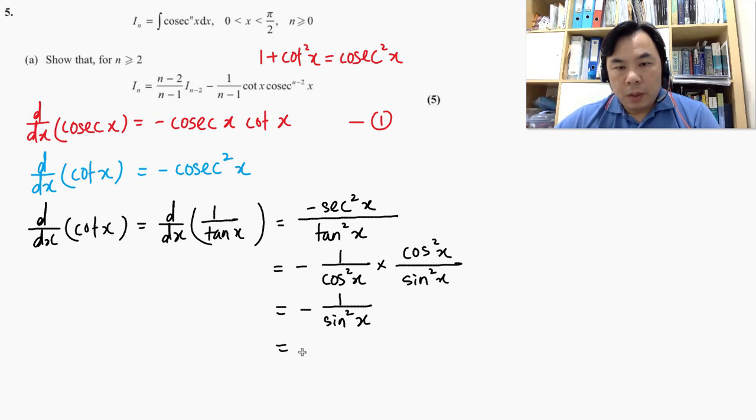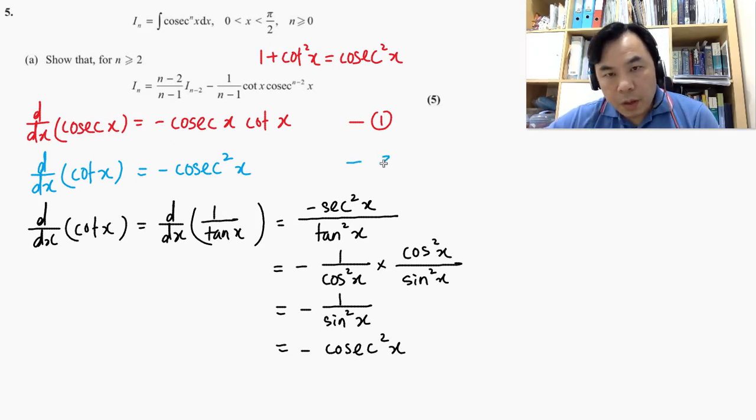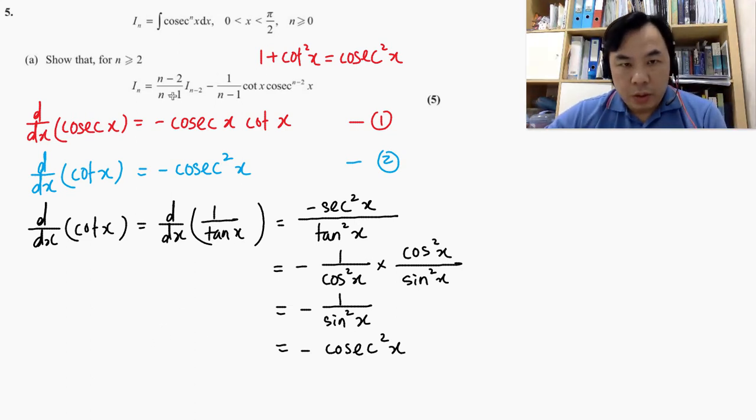Now that would be our negative cosecant square x, right? So the differentiation of cotangent would yield a negative cosecant square x. Now that will be the second result that I need to rely on to produce this reduction formula. Okay, so I hope that is clear.